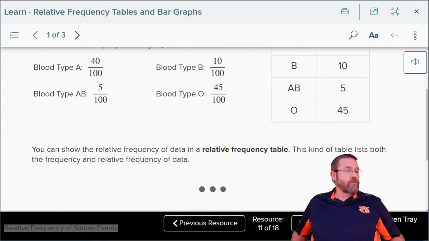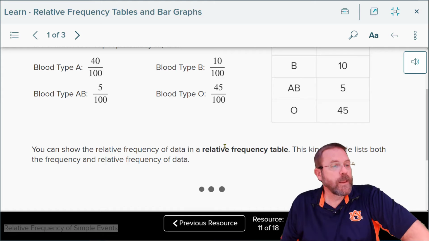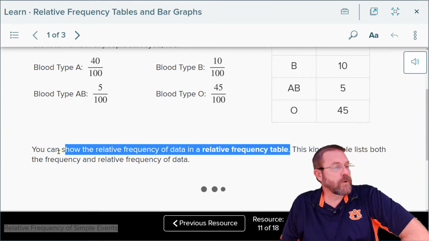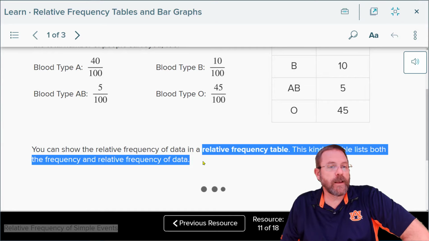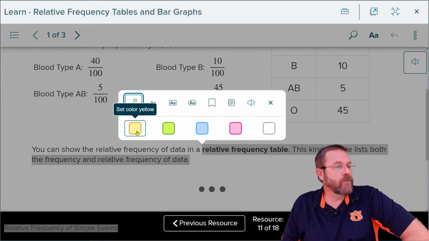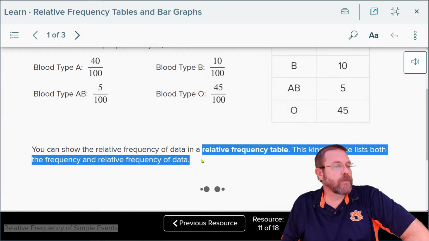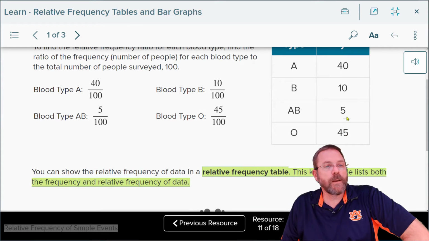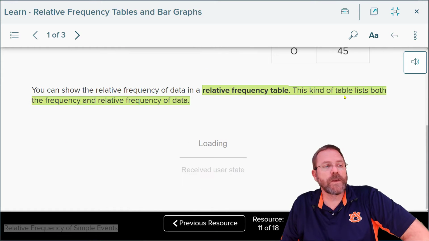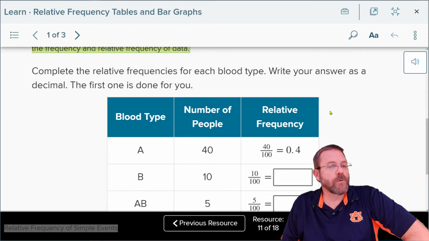You can show the relative frequency of the data in a frequency table. So here we have a definition that says this is a kind of table that lists both the frequency and the relative frequency of the data. Right here we have the frequency, but we don't have the relative frequency yet. So we need to create that in order to do it.